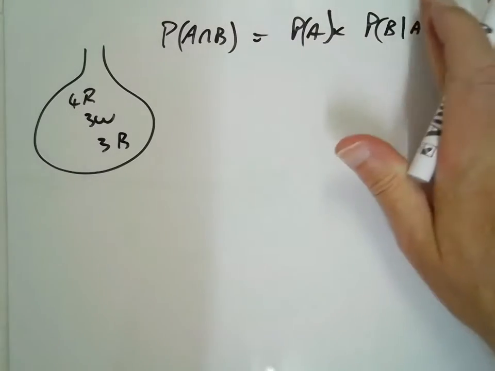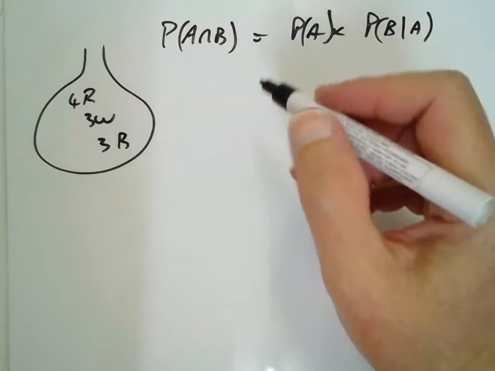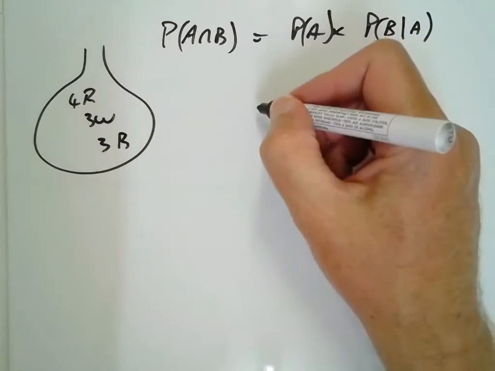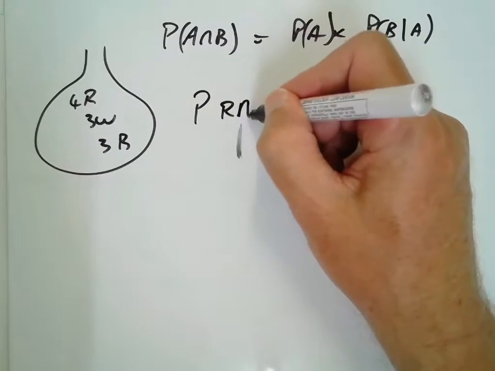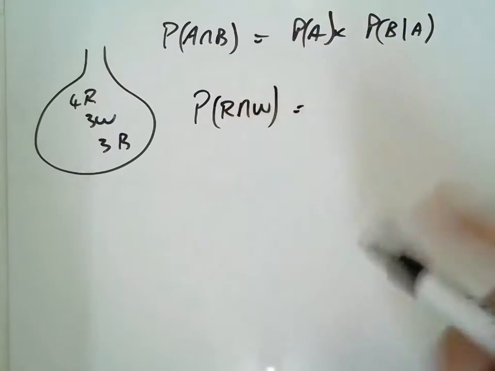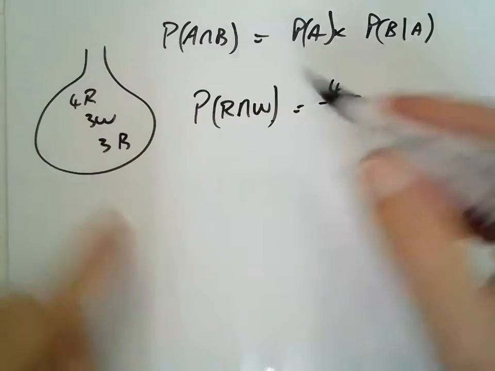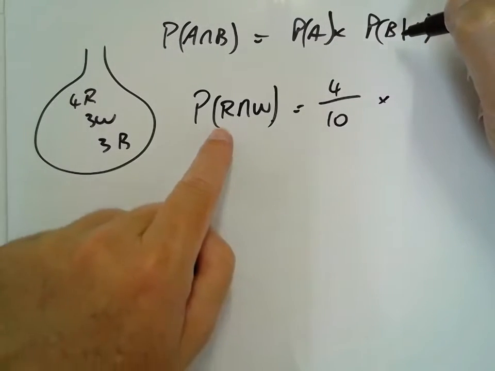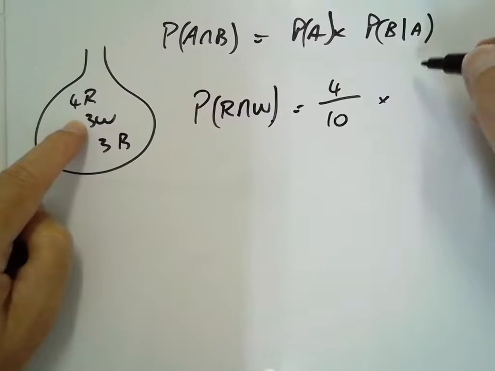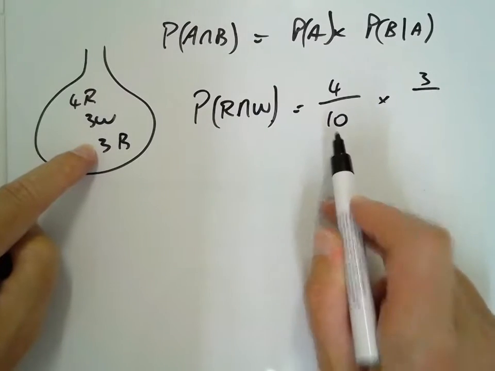In all the questions to date, the question has been clear that you might pick a ball out, take note of its colour, return the ball and then do it again. However, now we're going to start to say that I'm just going to draw 2 balls from a bag. So what's the probability of getting a red and a white? So the probability of red, there's 4 red out of 10 balls.